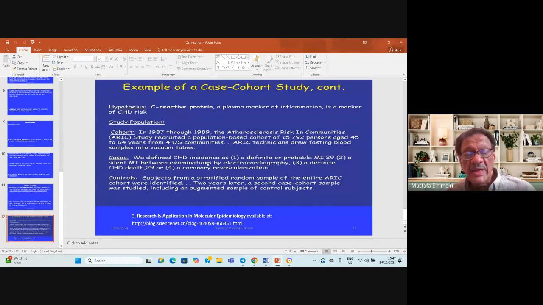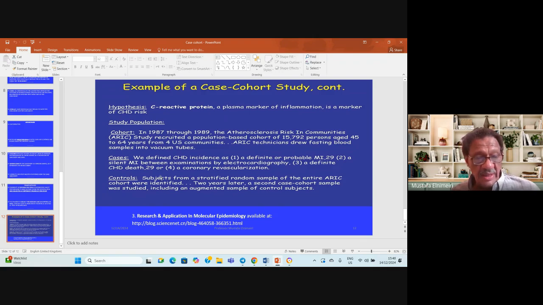For the cases, we defined coronary heart disease as definite or probable myocardial infarction or a silent myocardial infarction between examinations by electrocardiography, and a definite coronary heart disease death, or a coronary revascularization. These are the subtypes of the cases. The control subjects from a stratified sample of the entire cohort were identified, and 2 years later, a second case cohort sample was studied, including an augmented sample of the control subjects.